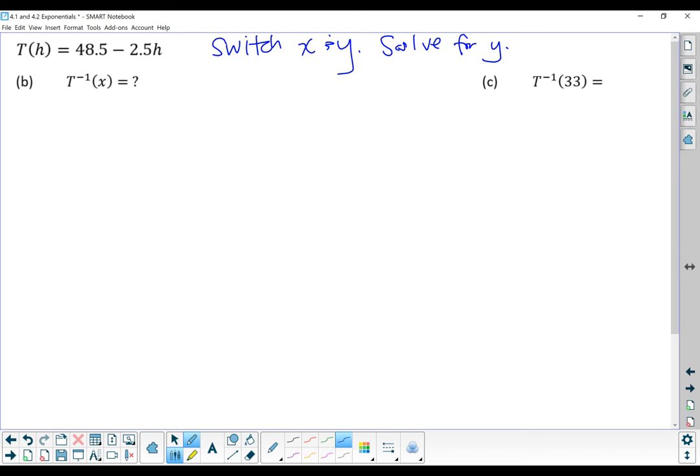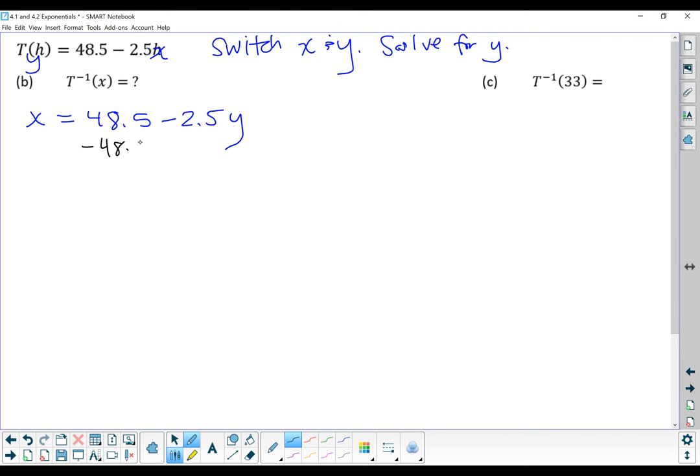So maybe this feels a little awkward because we don't have an x and a y. The function's value is the y, so this part is the y, and our h here is our x. So if we switch those, this is going to be x equals 48.5 minus 2.5y. So we switched the x and y. The independent became the dependent. Now we need to solve for y.